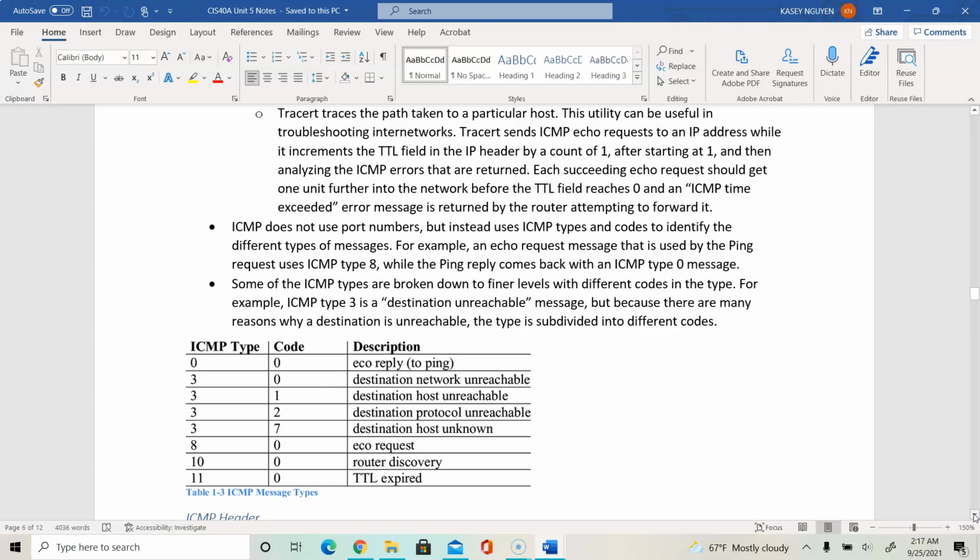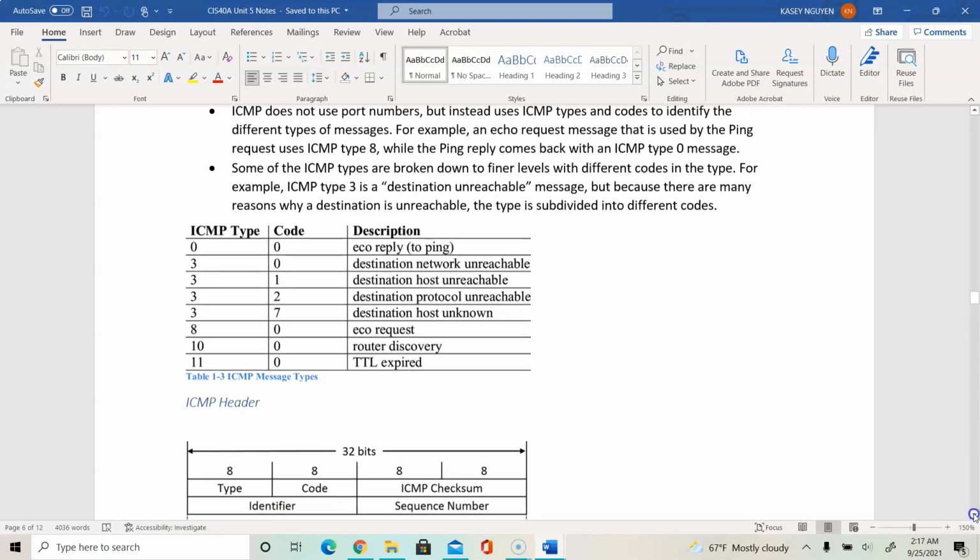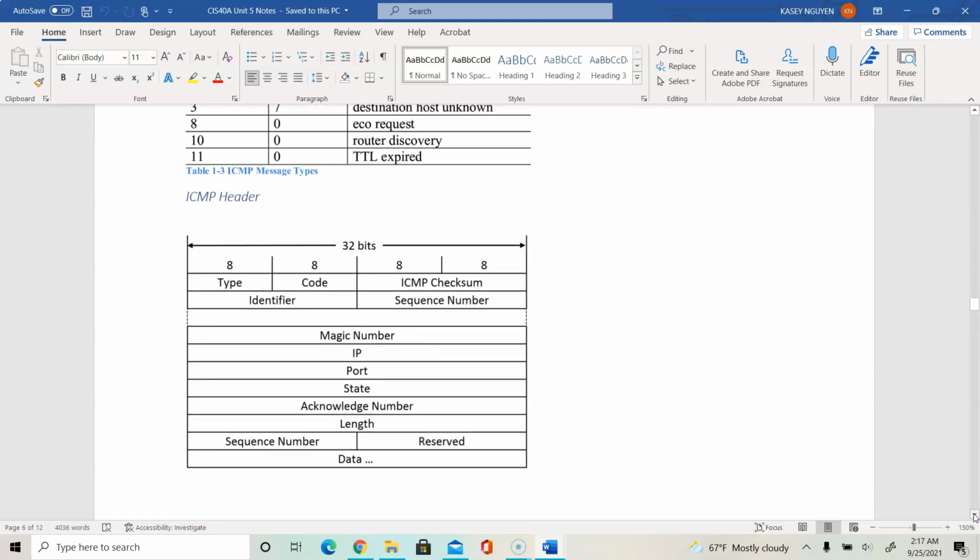And then 8 is for echo request, 10 is for router discovery, and 11 is for time to live expired. So in the ICMP header, it would look something like this, where your type is going to be 8 bits, code is going to be 8 bits, ICMP checksum is 16 bits or 2 bytes. Your identifier is 16-bit, sequence number is 16-bit. You would have a magic number, IP, port, state, acknowledgement number, length, sequence number, and reserve, and some optional data field.